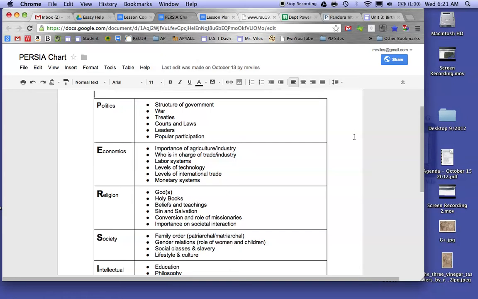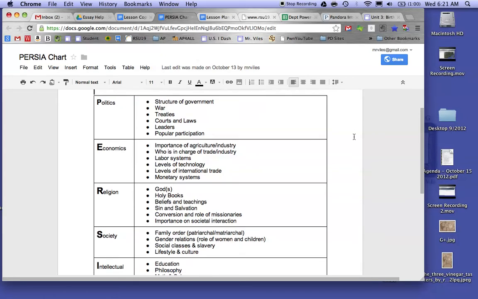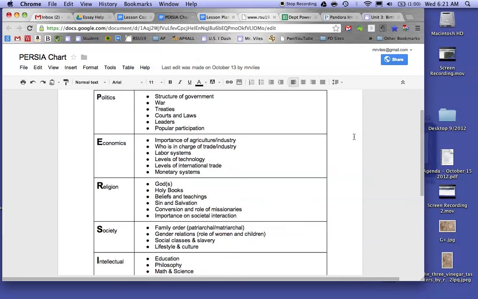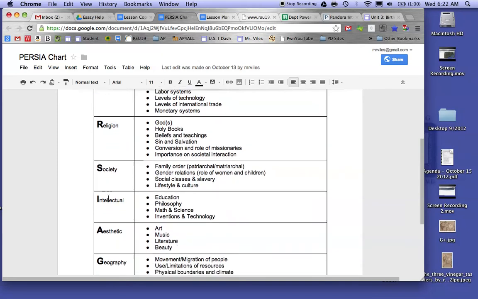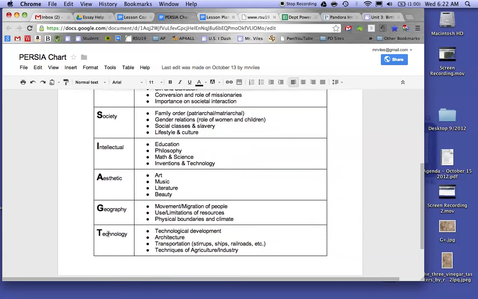And this sheet right here, and this is in your essay help student folder, this gives you what are the major themes. And Persia, you see the P stands for politics, E economics, R religion, S society, and there's Persia. The GT at the bottom is for geography and technology. And what you have beside it is what we mean by this.